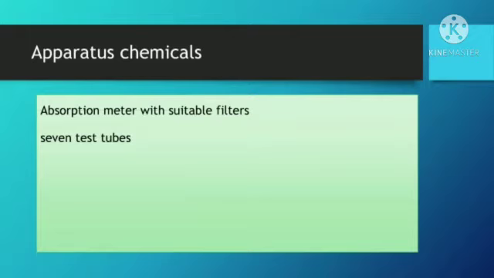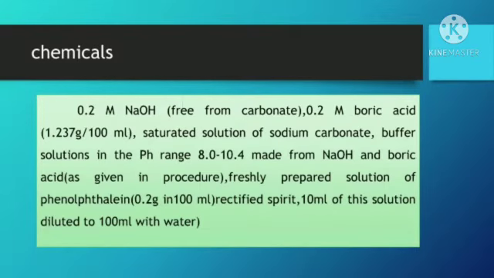Apparatus and chemicals. Absorption meter with suitable filter, 7 test tubes. Chemicals: 0.2 molar NaOH free from carbonate, 0.2 molar boric acid, saturated solution of sodium carbonate, buffer solution in the pH range 8.0 to 10.4 made from NaOH and boric acid, and freshly prepared solution of phenolphthalein in rectified spirit, 10 ml of this solution diluted to 100 ml with water.